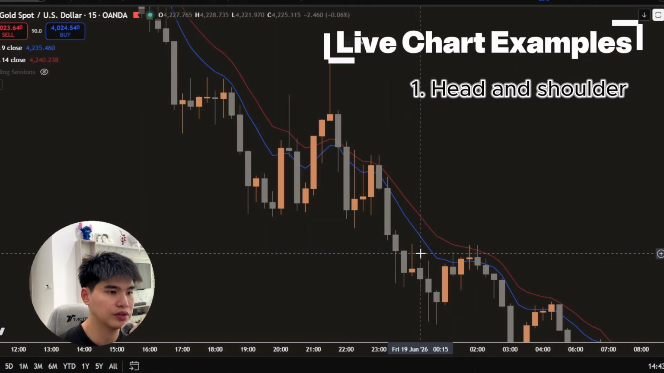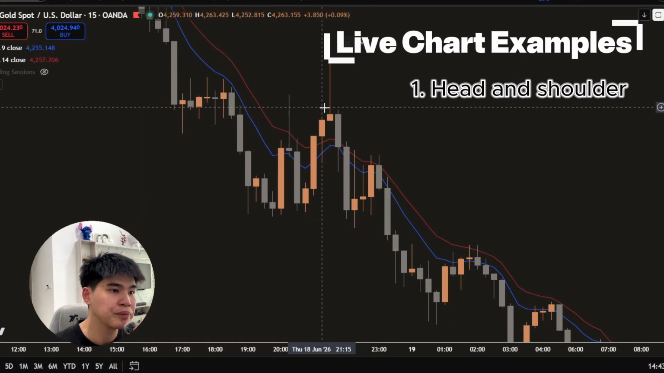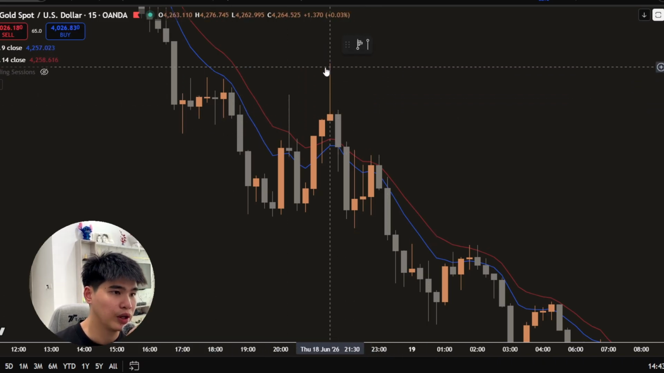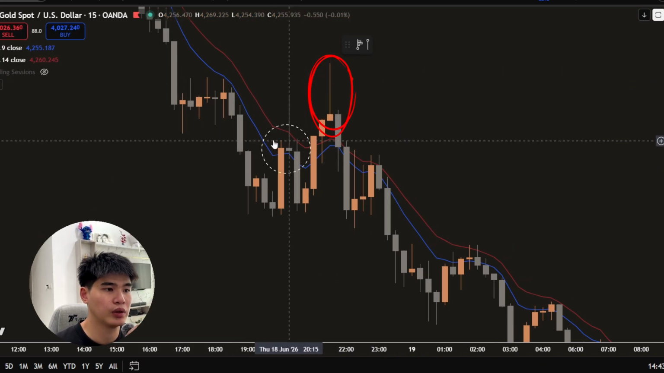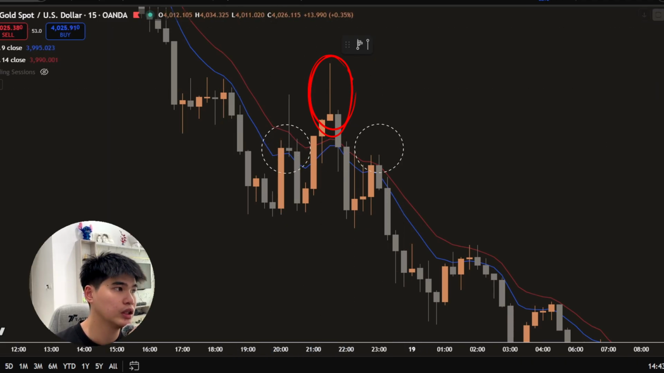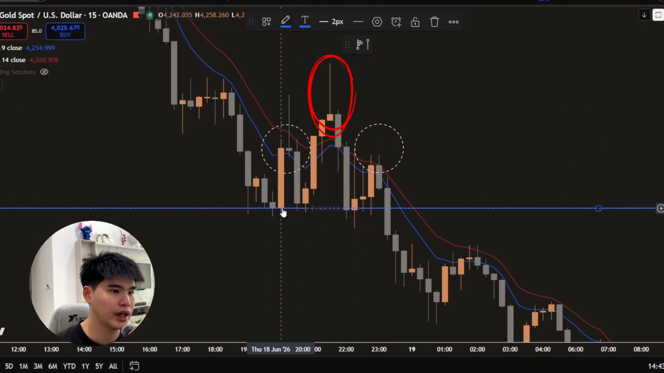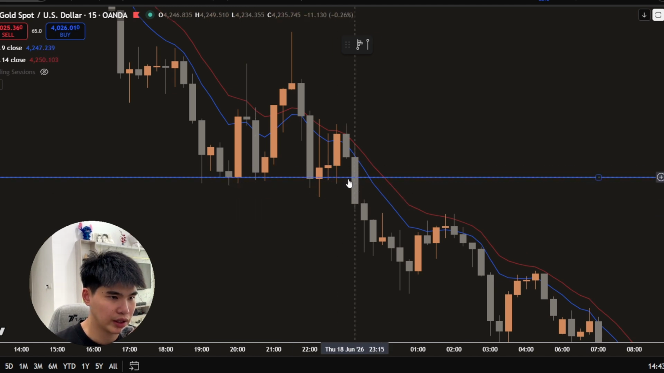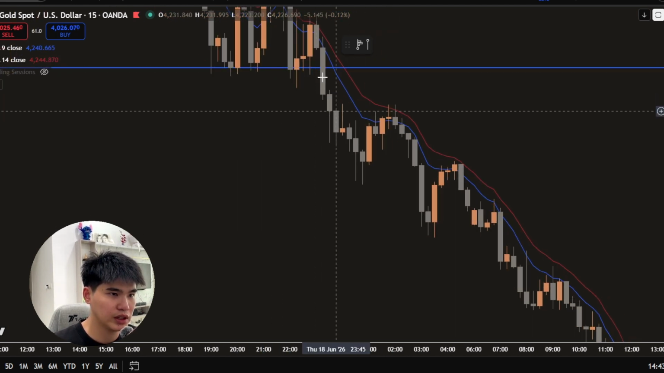So first off, we are going to look for head and shoulders, and right here we have one head and shoulders setup. So we have our head here, and then we have our left shoulder, we have our right shoulder, and the neckline is here. Once the price has broken our neckline, we go for a sell.